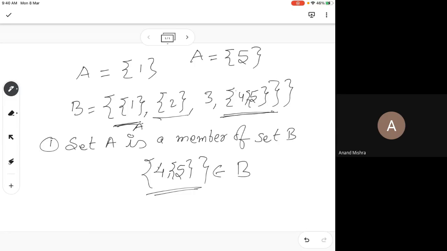Now, why is A not a subset of B? Because you take an element of A. What is the element of A? 1. And ask the question, does B contain 1? B does not contain 1 because B contains set {1}, not 1, right? So there is a difference. Element of A is not in B, yes, correct.